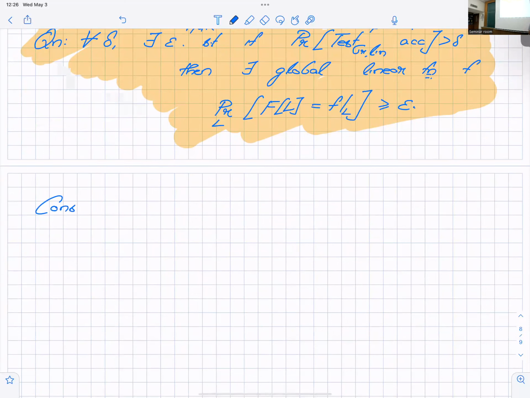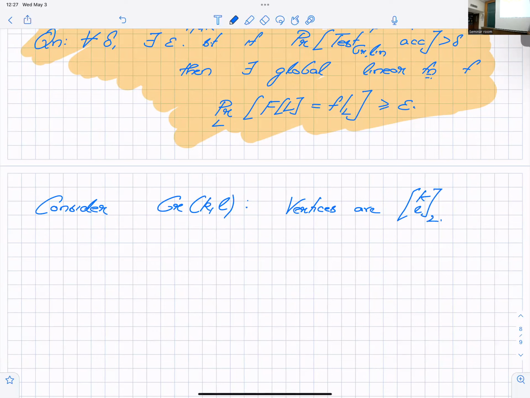Consider this graph, called Grassmannian KL. Its vertices are the natural objects we talk about, and L prime is an edge if the dimension of L intersection L prime is equal to L minus 1.